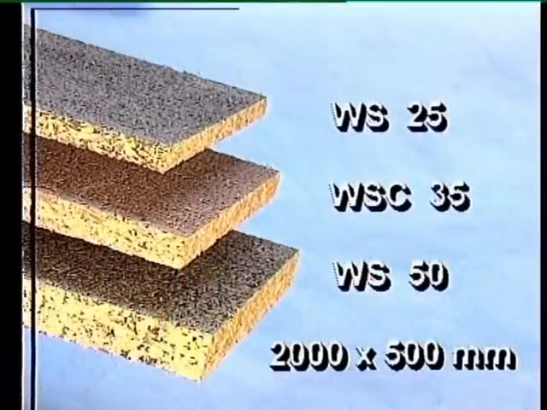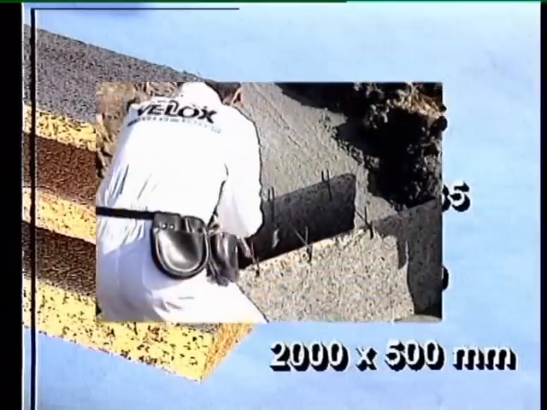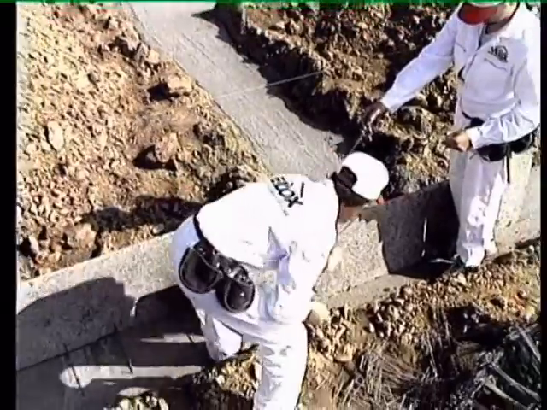Velox WS boards. Single-layer wood chip cement boards with increased strength suitable for boarding interior and exterior walls that do not have higher thermal insulation requirements.